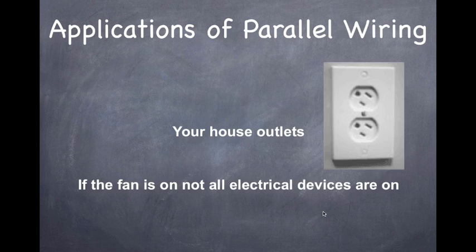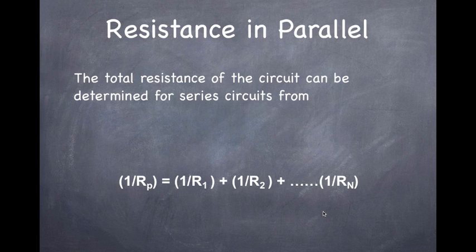Now, applications of parallel wiring, we've talked about the outlets in your house. If the fan is on, not all the other electrical devices are on. You can have the fan on with the light off. They're wired in parallel. Resistance always goes down when you add resistors in parallel.